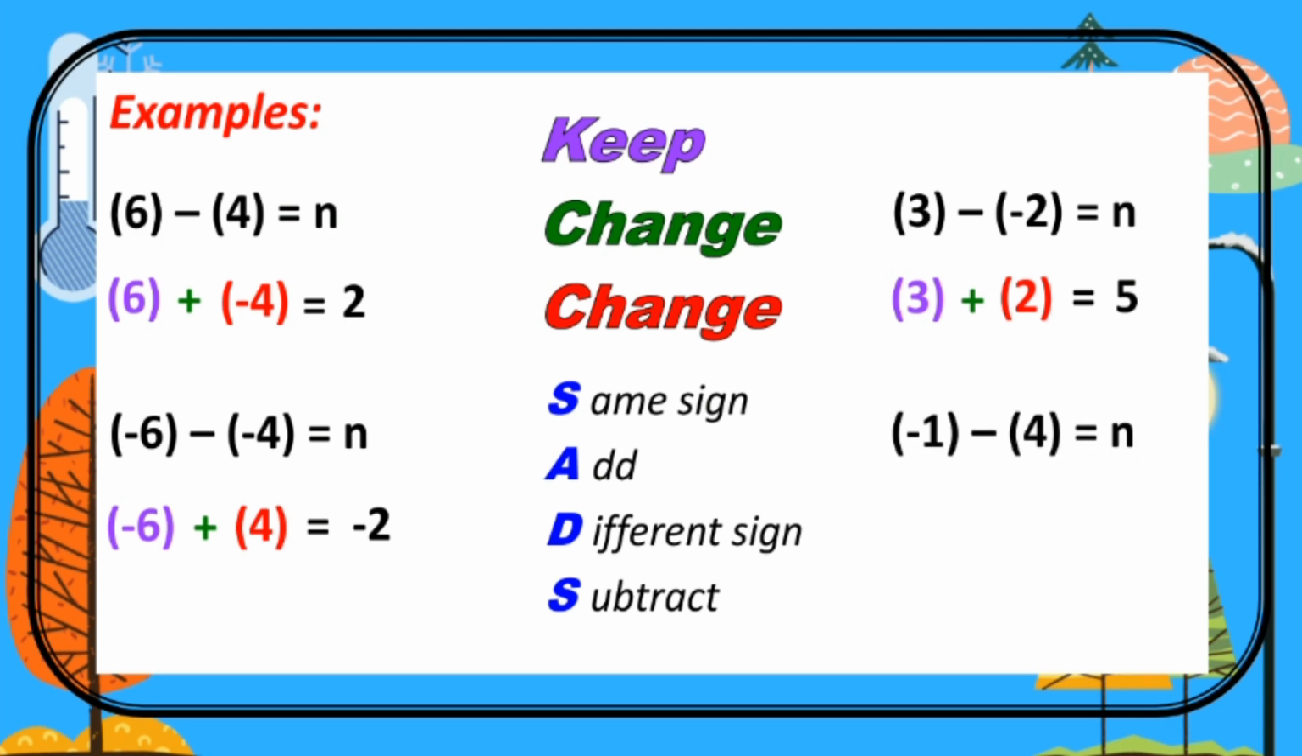Next, negative 1 minus positive 4 equals n. Keep. Kopyahin ang negative 1. Change. Change minus sign to plus sign. Change. Change positive 4 to negative 4. Now, compare. Pareho silang negative. So, same sign. So, add. Negative 1 plus negative 4 equals negative 5.